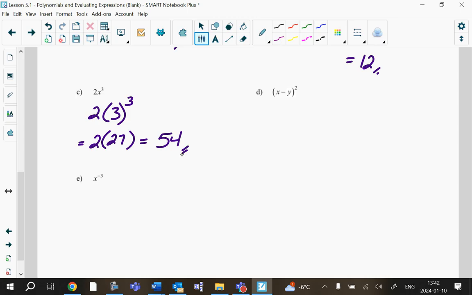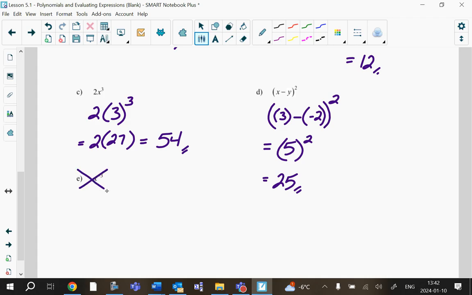This one, I'm going to put little parentheses within big ones. So I'm going to have inside big parentheses 3 subtract -2 in parentheses. So I've got to work out what inside the parentheses is and then square it. What is 3 subtract -2? 5, or 3 plus 2. And then we square it to get 25. And we're not doing E because I didn't cover negative exponents. We'll cover it next year. Okay.